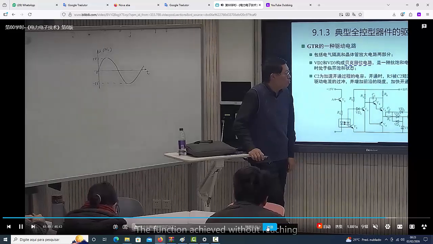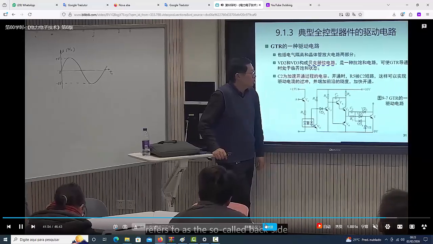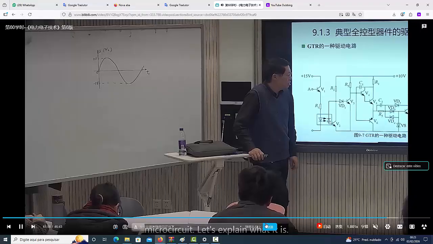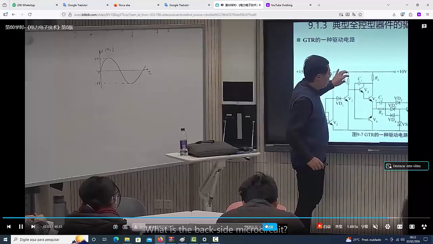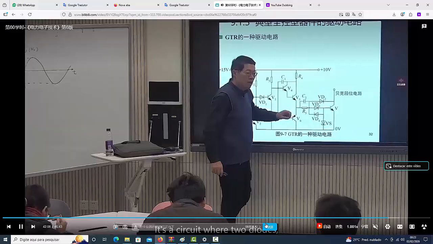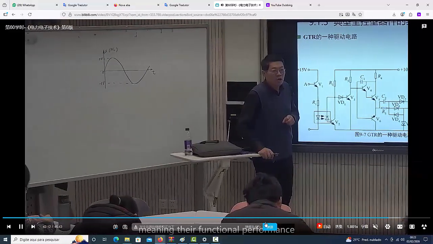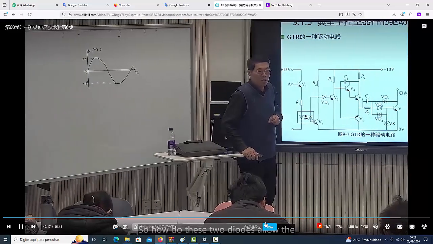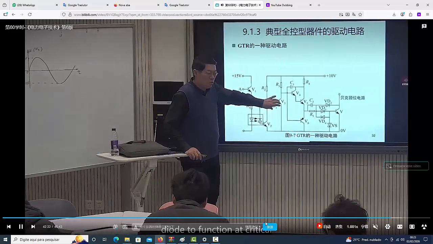The function achieved without reaching deep saturation is what the textbook refers to as the so-called backside microcircuit. Let's explain what it is. It's actually quite simple. What is the backside microcircuit? It's a circuit where two diodes, D2 and D3, are of the same type, meaning their functional performance indicators are basically identical. So how do these two diodes allow the diode to function at critical saturation? The key point here is, look at this sentence.